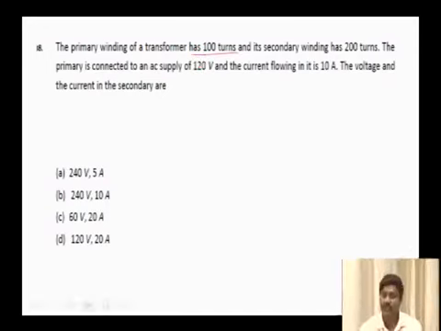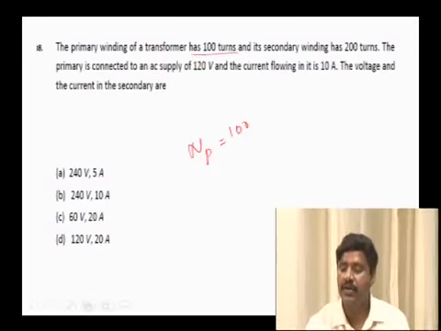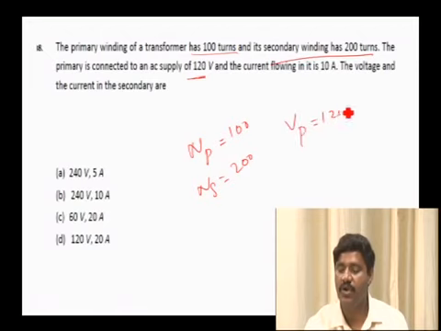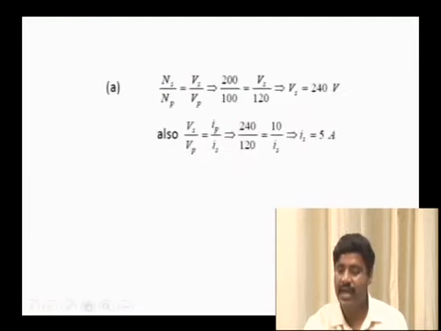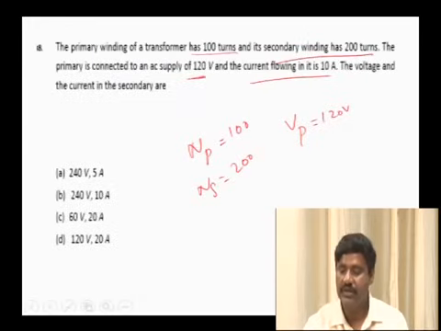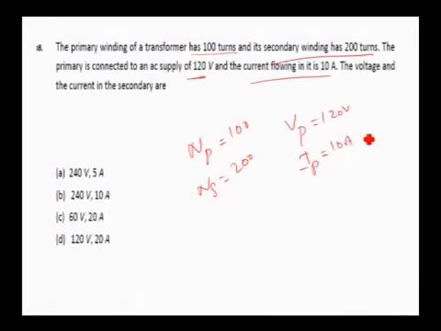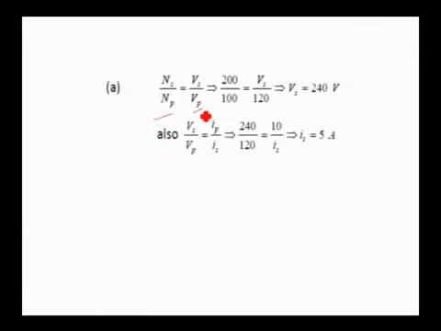Primary winding of a transformer, this is NP as 100. Secondary winding as 200, NS is equal to 200. The primary is connected to an AC supply of 120, this is VP 120 volt, and the current in it is 10 ampere, so IP value is 10 ampere. The question is the voltage and the current in the secondary. We have NS by NP is equal to VS by VP, where NS is 200, NP is 100. Voltage across secondary is not yet given, but voltage across the primary is 120. Simplifying this, you get VS as 240 volt.